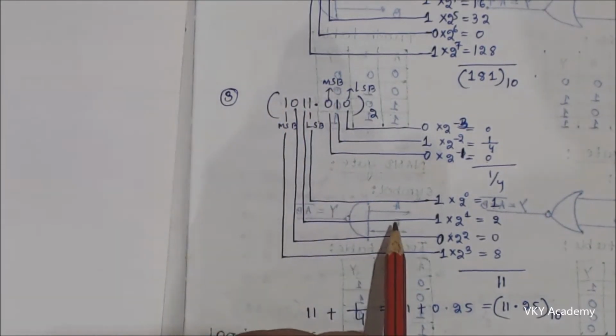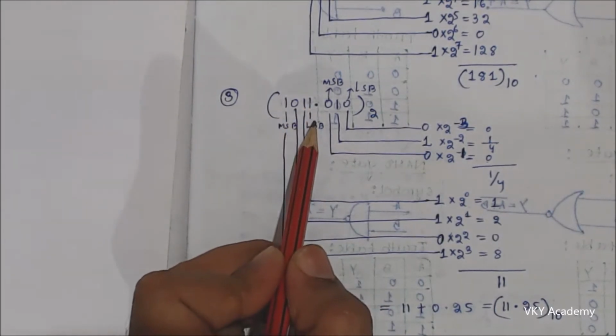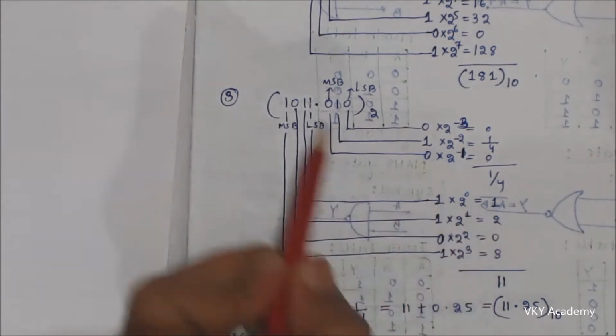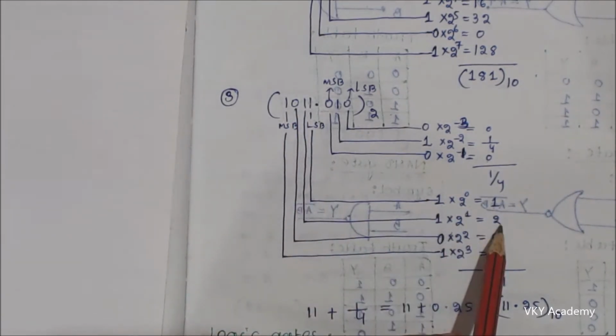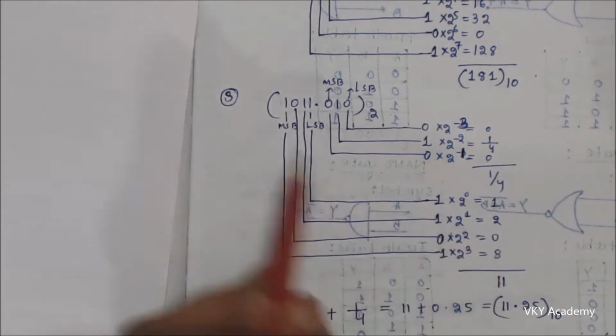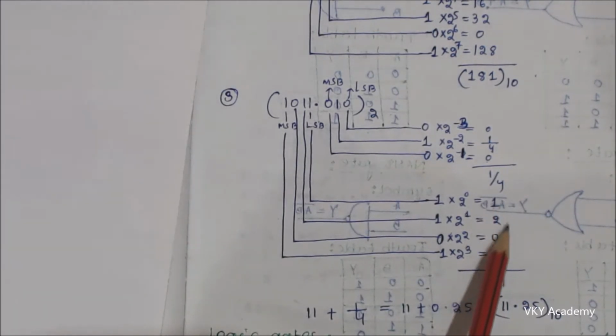So let us calculate the result for whole number part first. So for the whole number part, this 1 into 2 to the power 0 is equal to 1. Then 1 into 2 to the power 1, which is equal to 2. Then 0 into 2 to the power 2 equal to 0. And finally 1 into 2 to the power 3, which is equal to 8. And once I add up all these values, I get the result 11.